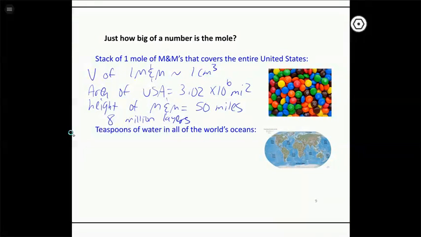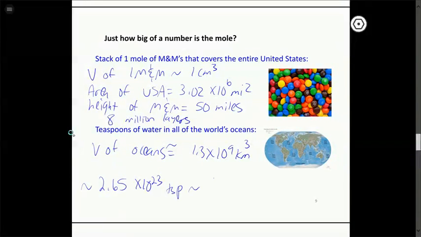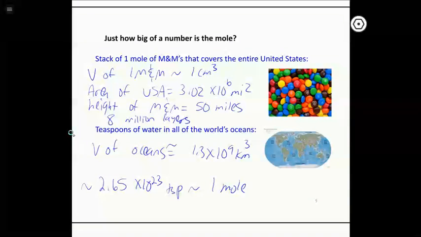Or another thing we can think about is how many teaspoons of water there are in all of the world's oceans. Let's say we wanted to scoop out all the water from the ocean, 1 teaspoon at a time. How many teaspoons would that be? The volume of the oceans is approximately 1.3 times 10 to the 9th cubic kilometers. So that's how much water is in the ocean. If we convert that into teaspoons, that's about 2.65 times 10 to the 23rd teaspoons, which is around 1 mole. So basically all the teaspoons of water in the entire world equal about 1 mole of teaspoons.